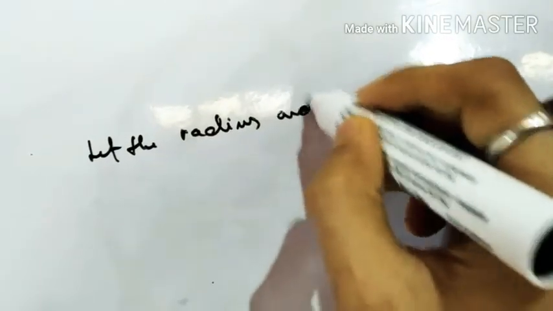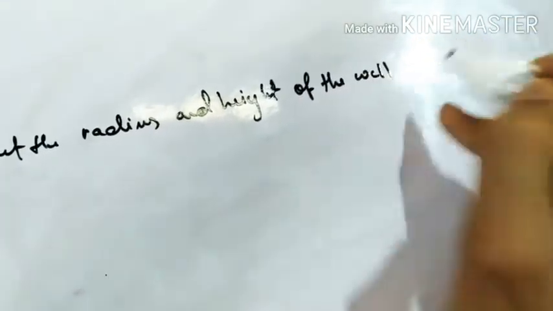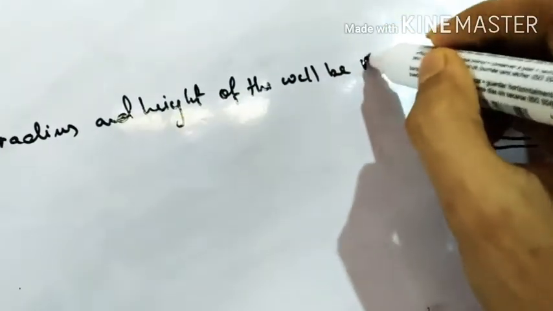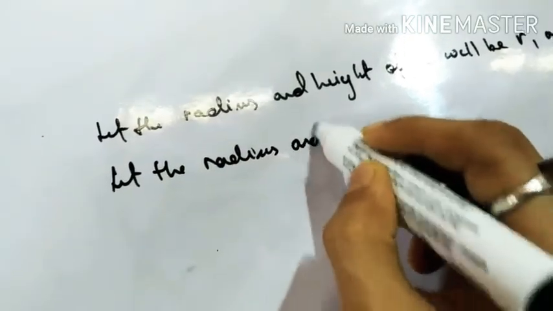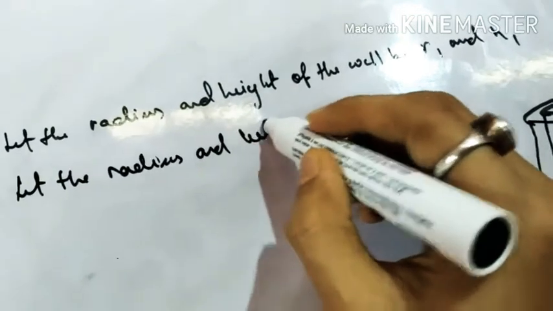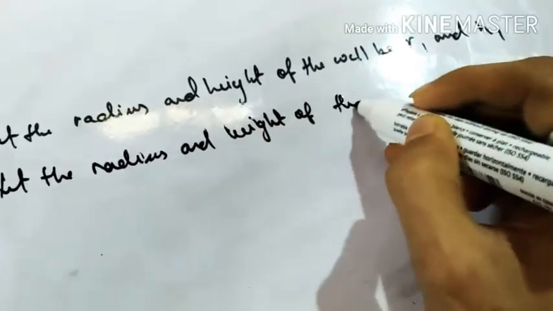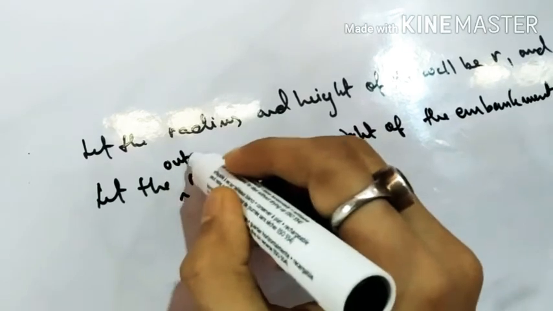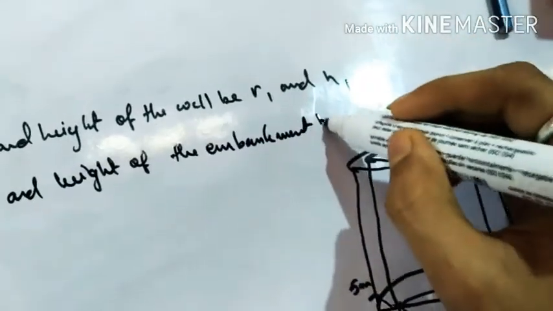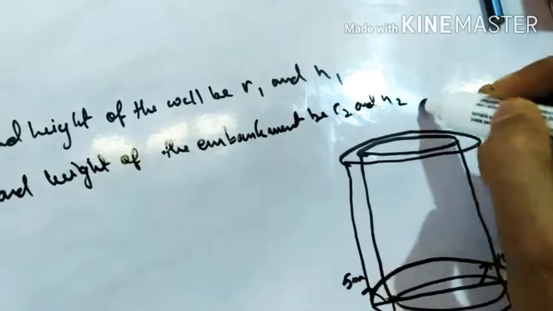So first of all, let the radius and height of the well be R1 and H1, and let the outer radius and height of the embankment be R2 and H2.